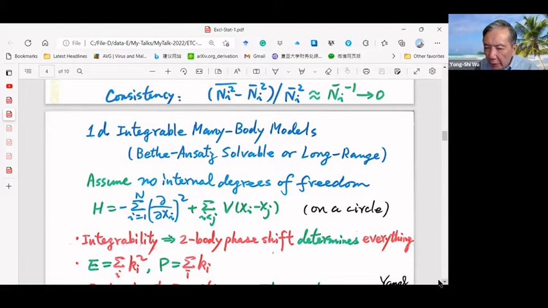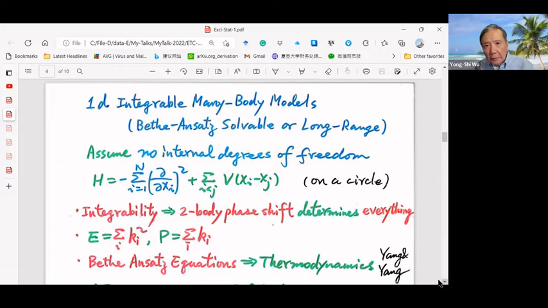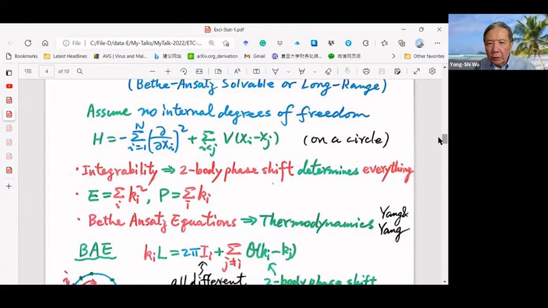Okay, so yeah, the above ansatz looks like ad hoc, but however, I can show that it is actually realized in familiar models. So first is the one-dimensional integrable many-body models. Bethe ansatz soluble or the Sutherland long-range interaction model. So we assume there's no internal degree of freedom. So we have one species, okay. So this is a many-body Hamiltonian with pair interaction potential.